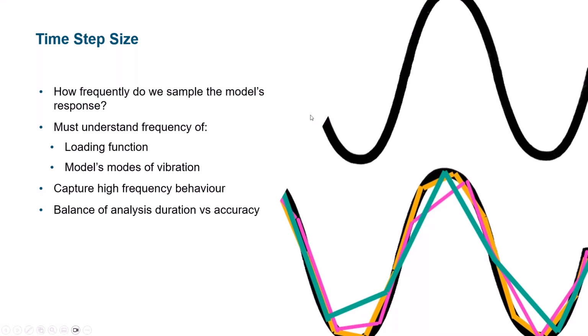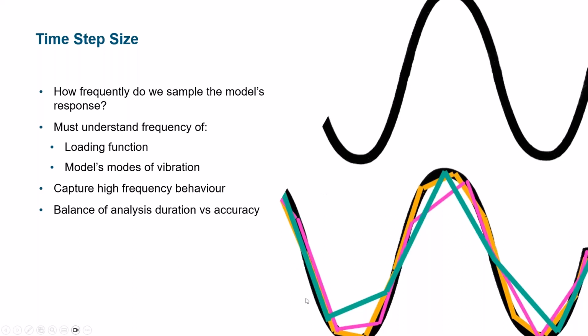So at the top, I have what we'll consider the true dynamic response of our structure to some sort of oscillating load. Maybe it's just some sort of steady state response, we'll say in this example. And in the bottom half of this image, I've got a couple different lines that are connecting dots with different time step sizes to sample this response.